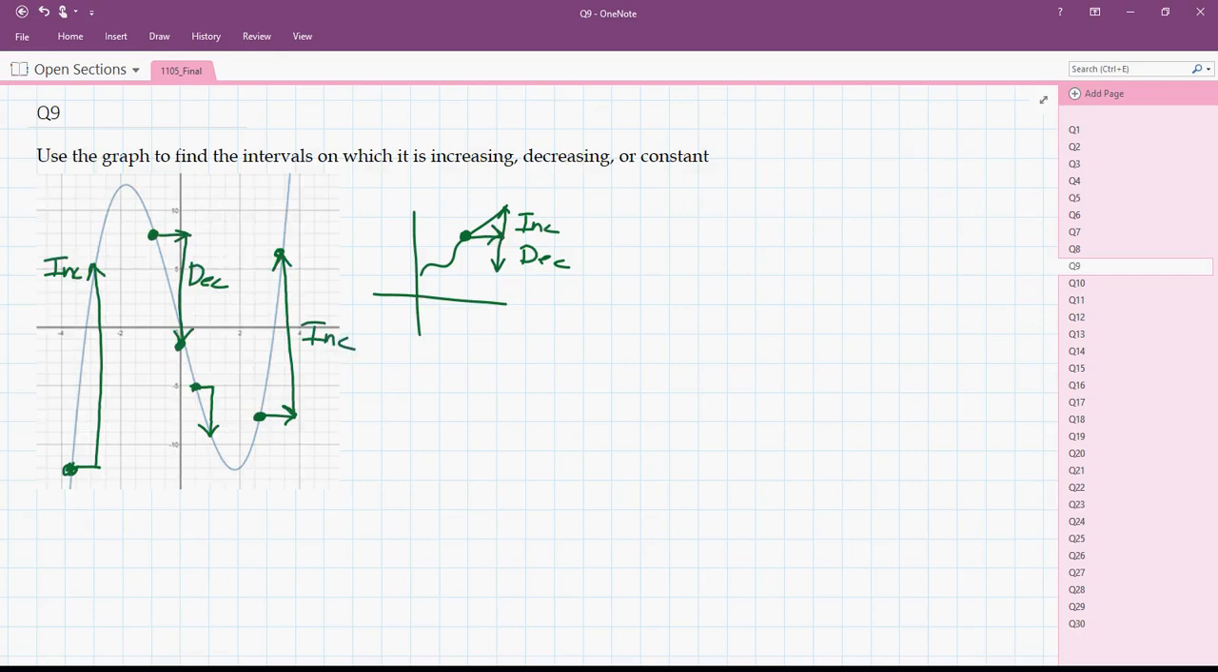In terms of where it's constant, that would literally have to be a flat line. That would be constant. This graph does not exhibit that behavior anywhere. At every point, it's either going up or going down. So there are no intervals during which it's constant. So if we wanted to then formally write the solution to this, we would say it's increasing at this left piece, and it's increasing at this far right piece.